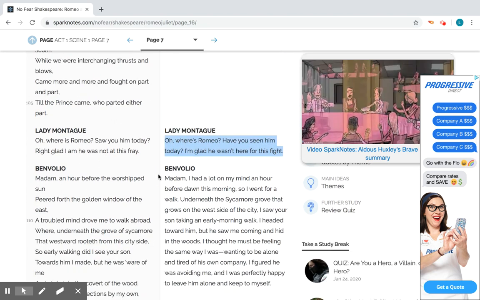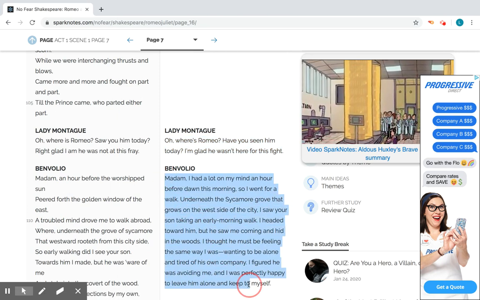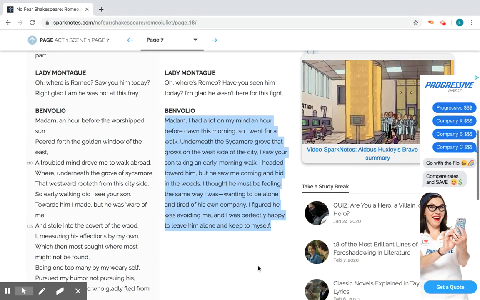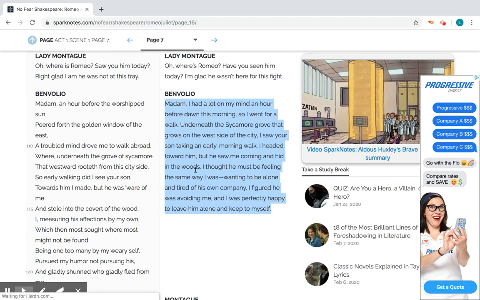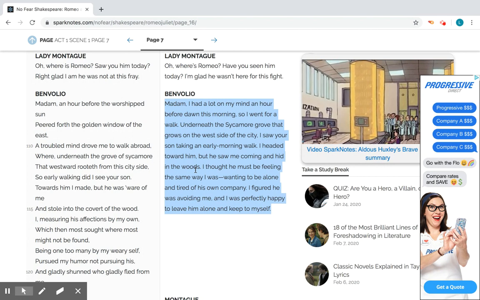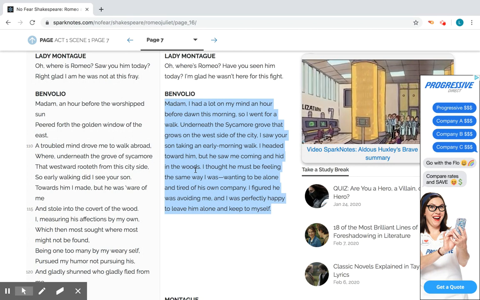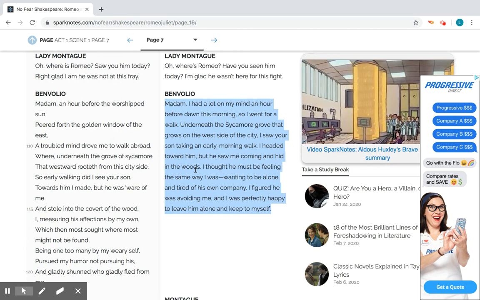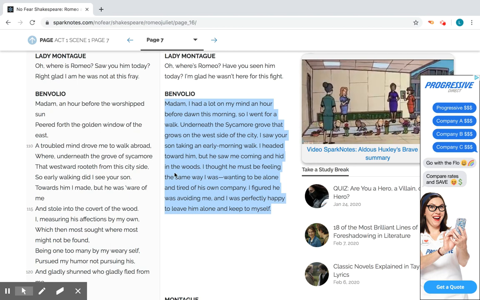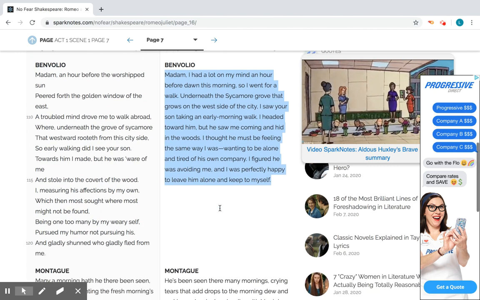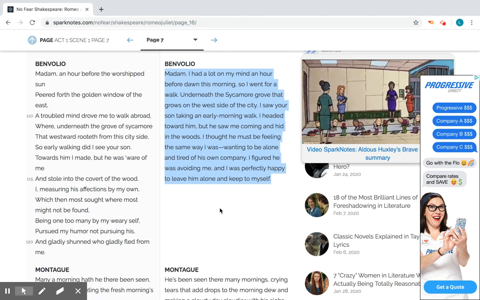Madam, an hour before the worshipped sun peered forth the golden window of the east, a troubled mind drove me to walk abroad, where, underneath the grove of sycamore that westward rooteth from the city's side, so early walking did I see your son. Towards him I made, but he was ware of me and stole into the covert of the wood, I measuring his affections by my own, that most are busied when they're most alone, pursued my humor, not pursuing his, and gladly shunned who gladly fled from me.